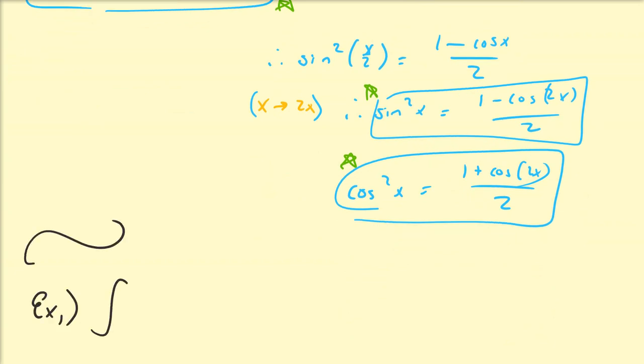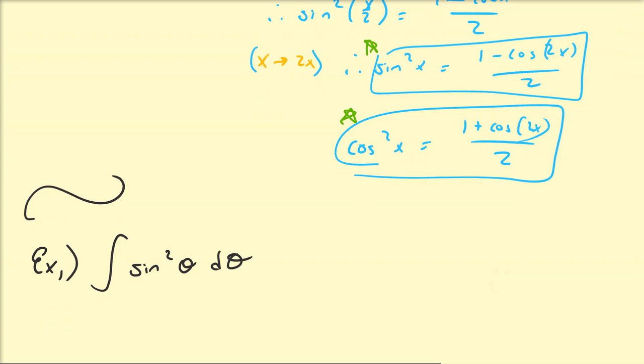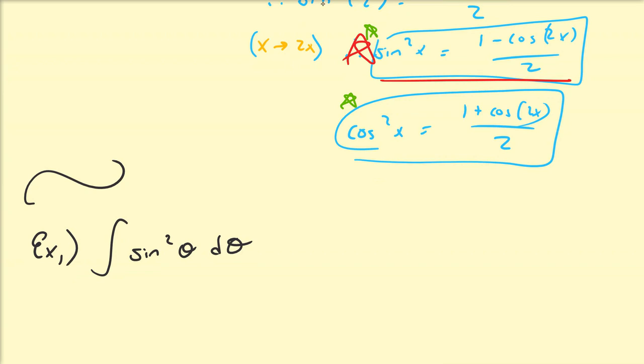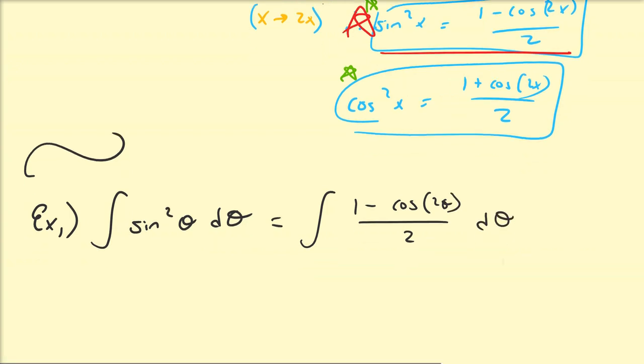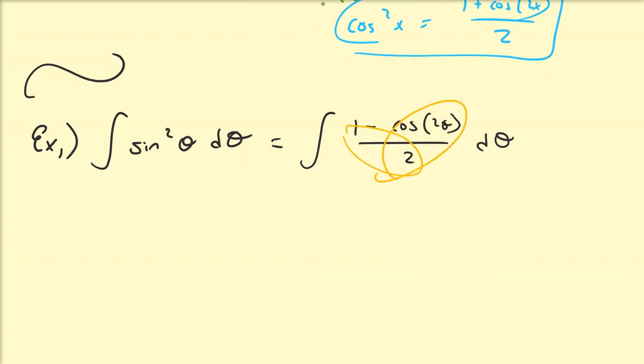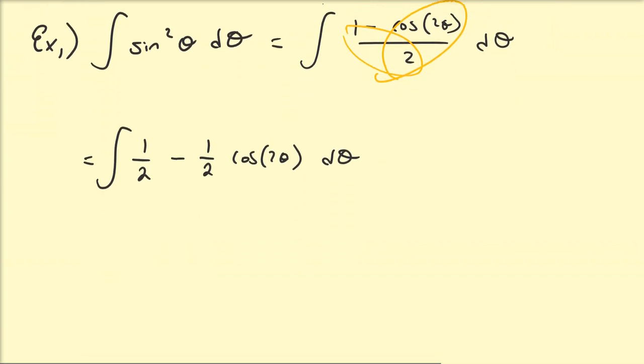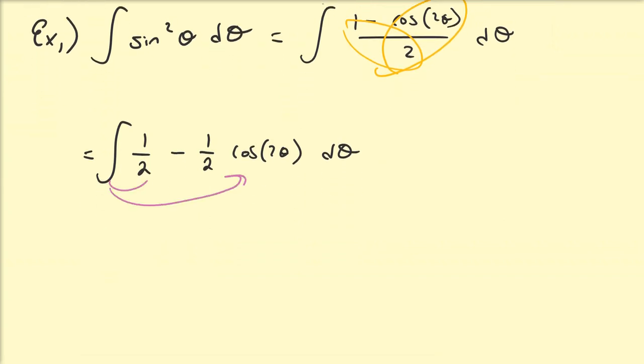So example 1, the integral of sine squared theta d theta. We're going to begin by using this identity here from the start. We're going to rewrite sine squared theta as 1 minus cosine 2 theta over 2. So it's going to be equal to the integral of 1 minus cosine of 2 theta, all over 2, d theta. We can decompose this integral into two integrals. So we can rewrite this as the integral of 1/2 minus 1/2 cosine of 2 theta d theta. And then we can distribute this integral over these two terms and integrate.